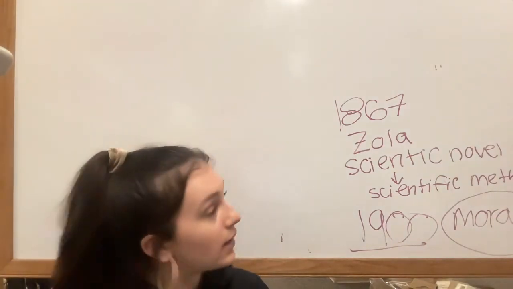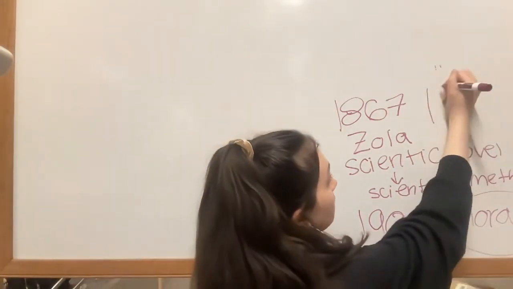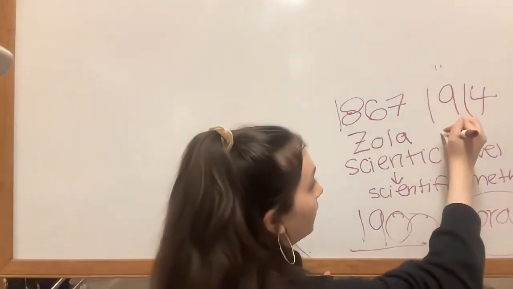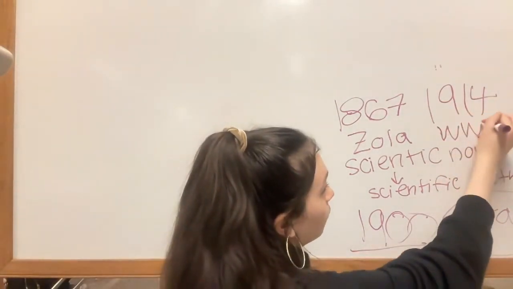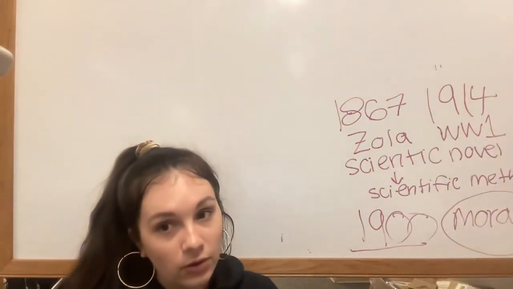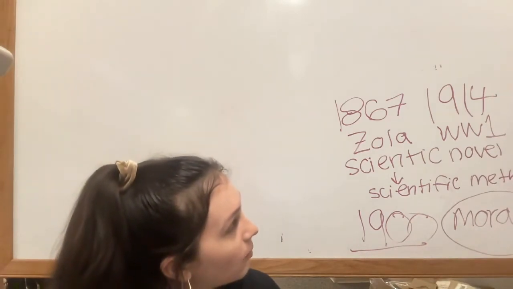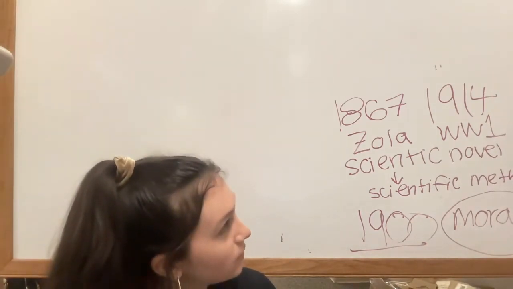So eventually naturalism ended in 1914, and this was due primarily to the onset of World War I. And with the onset of World War I, there was a subsequent shift in literary focus, which brought the period that we know as naturalism to an end.